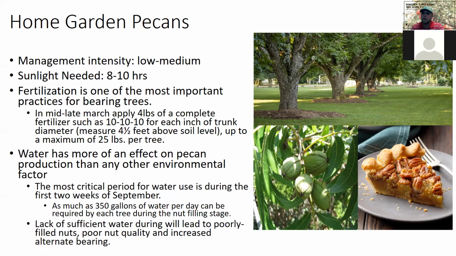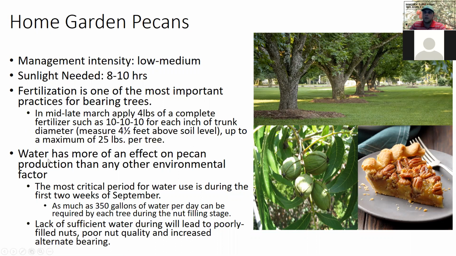You're going to use 4 pounds of 10-10-10 for each inch of trunk diameter. And you're going to want to measure this at 4.5 feet above the soil level. So up here along the trunk, granted these trees are shorter, but let's just say that's 4.5 feet. You would measure it there, and obviously that tree would get the max amount, up to 25 pounds per tree. You're going to want to do that out in the drip line of the tree, that whole 25 pounds out along the drip line of the tree, starting out about a foot and a half from the tree out.